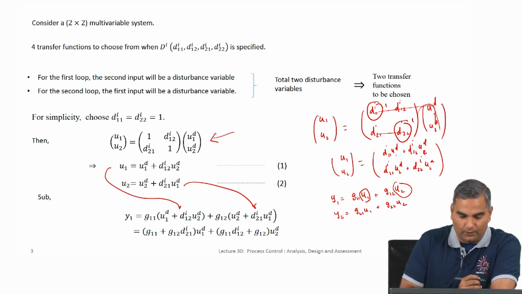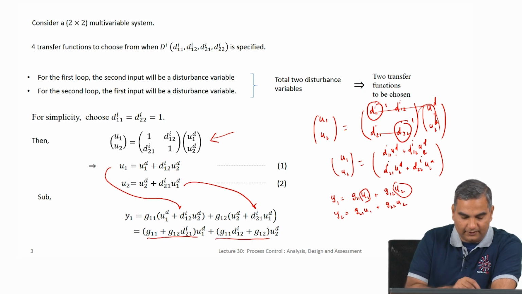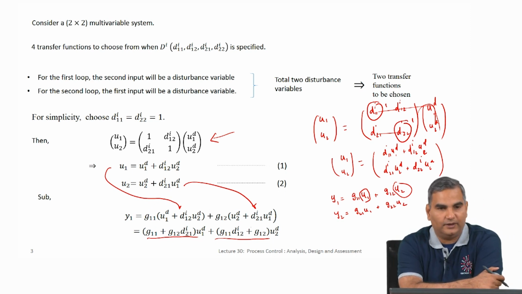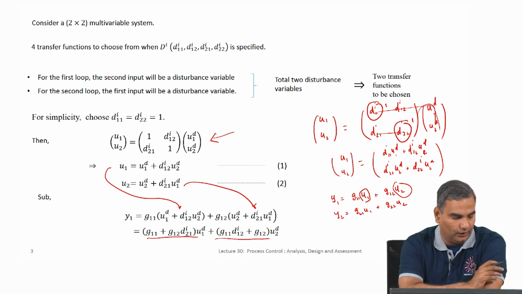So this will give you y1. Now I can collect all the terms corresponding to u1 decoupled and u2 decoupled, and I will get a form like this where there is some transfer function times u1 decoupled plus another transfer function times u2 decoupled. Now if I asked you, since we have the choice of dI12 and dI21 in our hands, how do I choose these so that we get some benefit out of doing all of this, is a question that we might ask.